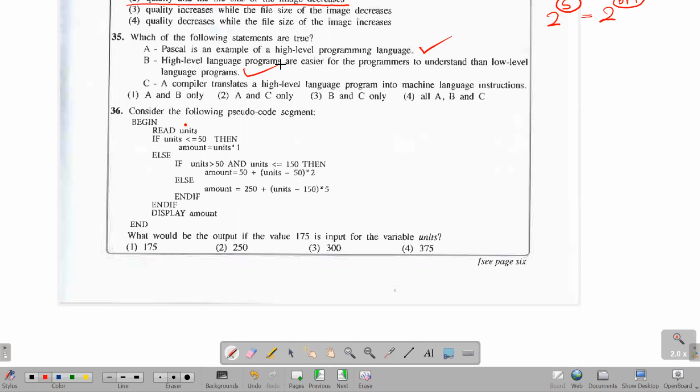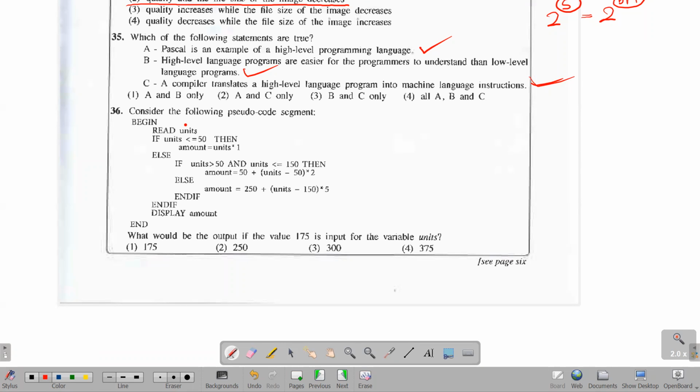So C, a compiler translates a high-level language program into a machine language instruction. Yeah, that is why the compiler is there. It will convert a high-level programming language into machine language, right? So the interpreter does the same thing.